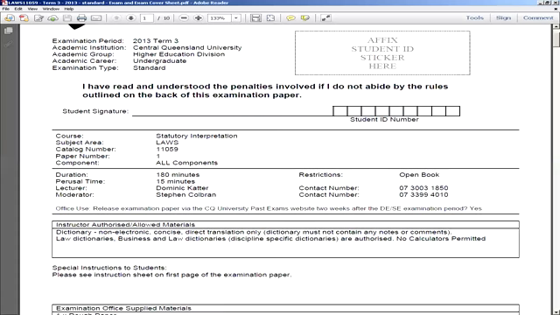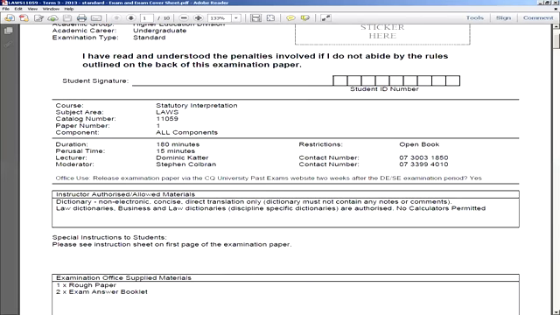The instructions: dictionary is allowed, but it must be a non-electronic, concise, direct translation only dictionary, must not contain any notes or comments. Law dictionaries, business and law dictionaries are authorised. No calculators are permitted. You'll get one rough paper and 2 exam answer booklets.